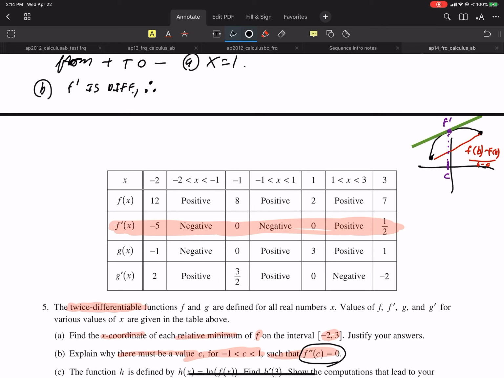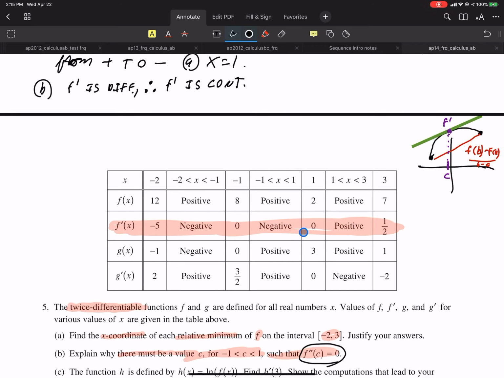Therefore, f prime is continuous. So we have differentiability and continuity. Now we need to show that the slope of our secant line, the average rate of change, is 0 somewhere, and clearly between these 2 points.